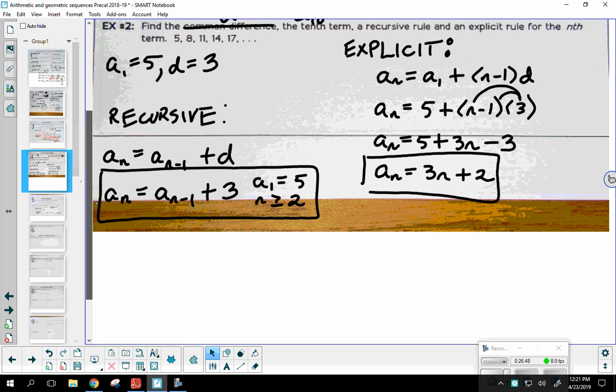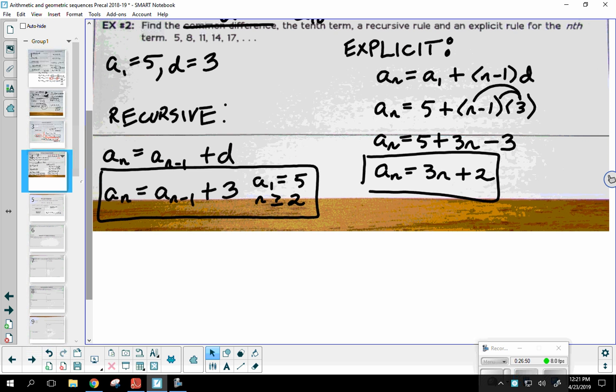So let's check these things. Let's see if my formulas actually work. Remember, this is the first term, second, third, fourth, fifth. Let's say we want to find the fifth term. So if I say a sub 5, if I want the fifth term, you're plugging in 5 everywhere you have an n. So 3 times 5 plus 2. What's 3 times 5, plus 2? 17. There you go. So we know it works.